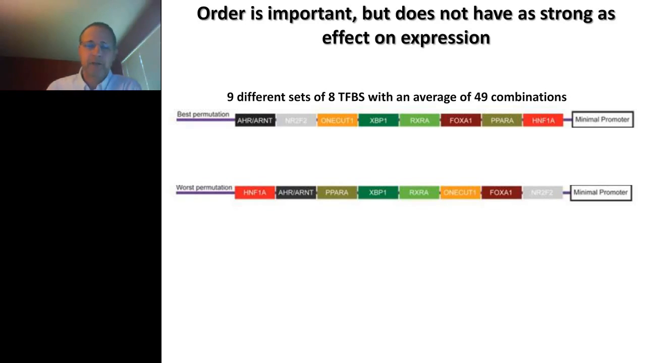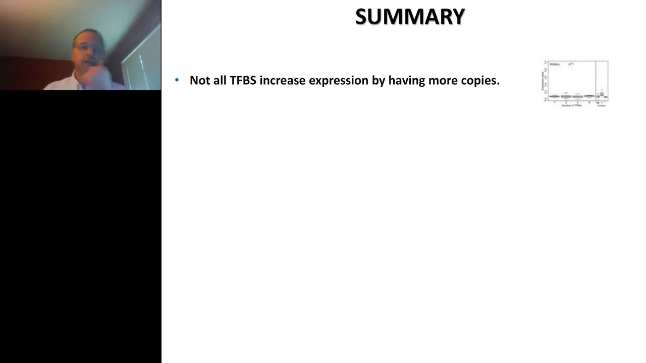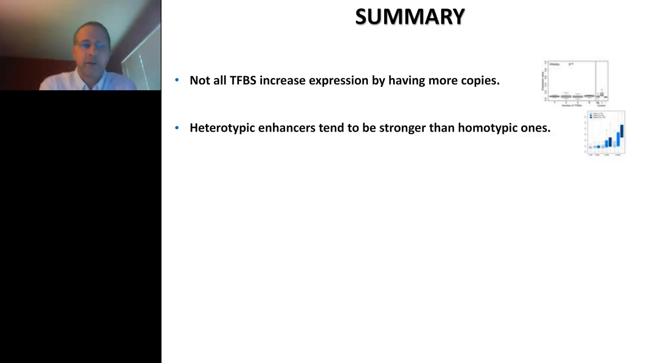So for example, here, the sequence on the top is much stronger, a 6-fold difference in terms of enhancer activity, versus the sequence on the bottom, suggesting that order is important for enhancer activity. And so just to sum up this part, not all transcription factors increase expression by having more copies, as I've shown you some of them. Even if we add more copies on the sequence, we don't get them to be strong enough.